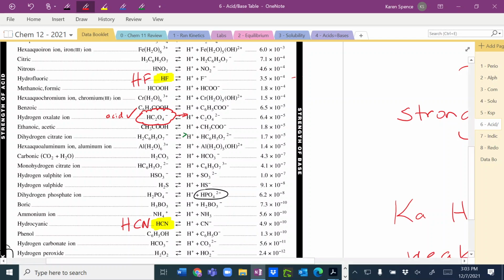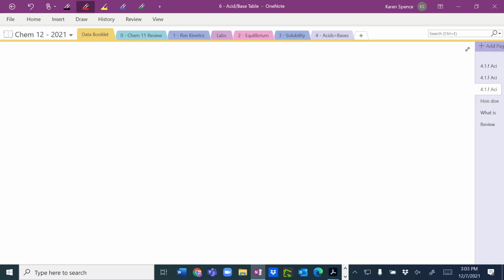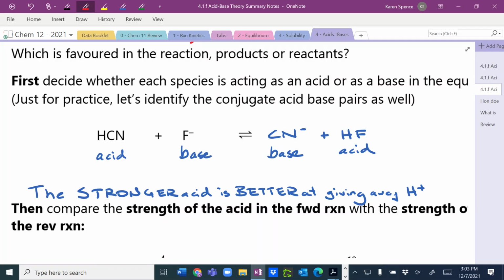You can actually see HF has a Ka value of 10 to the negative 4, whereas HCN has a Ka of 10 to the negative 10. So it's much less good at giving away its protons. So HF is the stronger weak acid. Let's go back here. So this is the weaker weak acid, and this is the stronger weak acid. HF is better at giving away its protons.